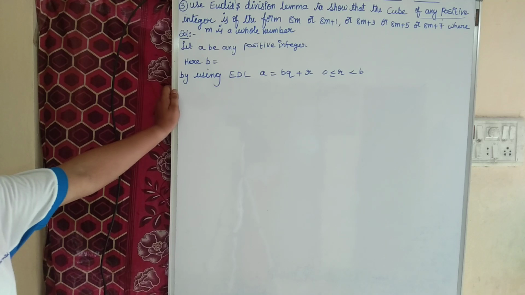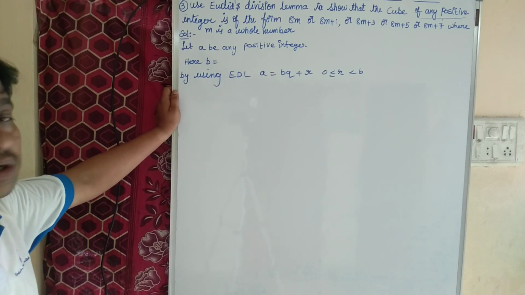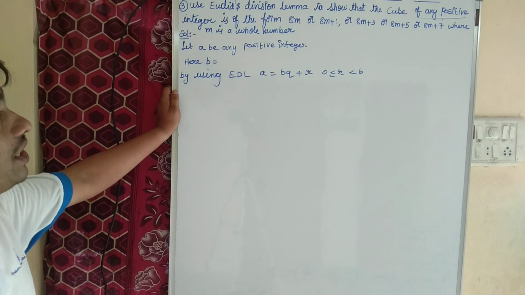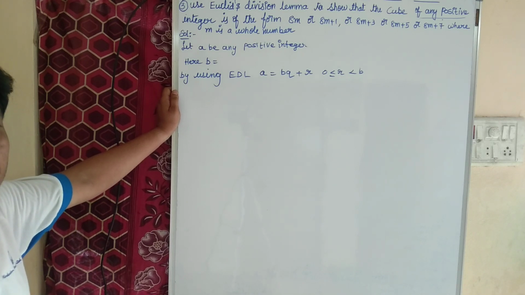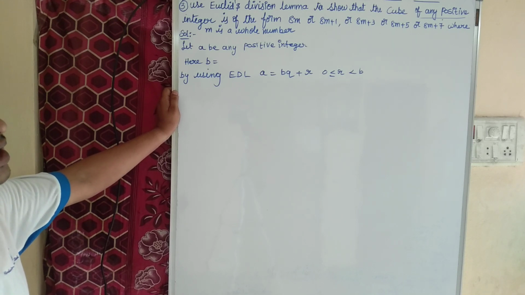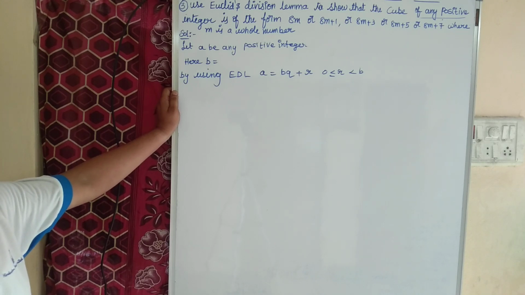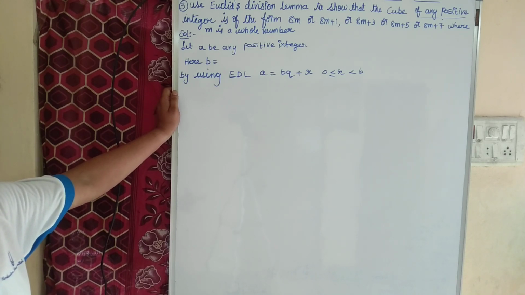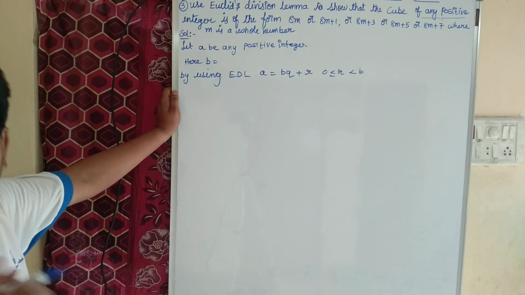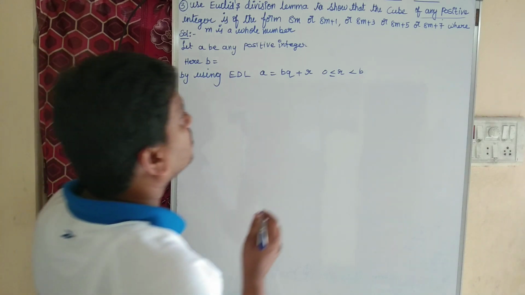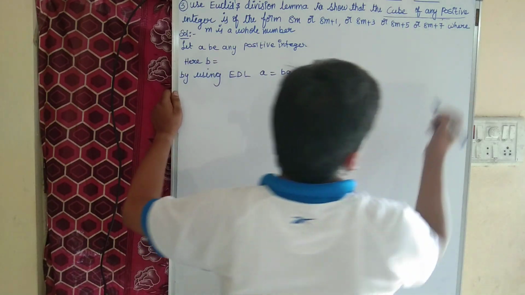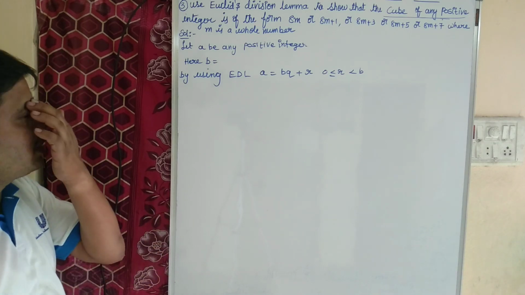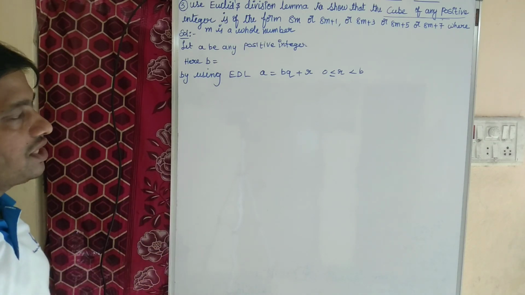Now coming to question number 3, use Euclid division lemma to show that cube of any positive integer is of the form 8m, 8m plus 1, or 8m plus 3, or 8m plus 5, or 8m plus 7, where m is a whole number. Previous two questions were to show that square of any positive integer. Children, when you are attempting the question, read the question properly. Here, to show that cube of any positive integer. Right? In a similar manner, let a be any positive integer.